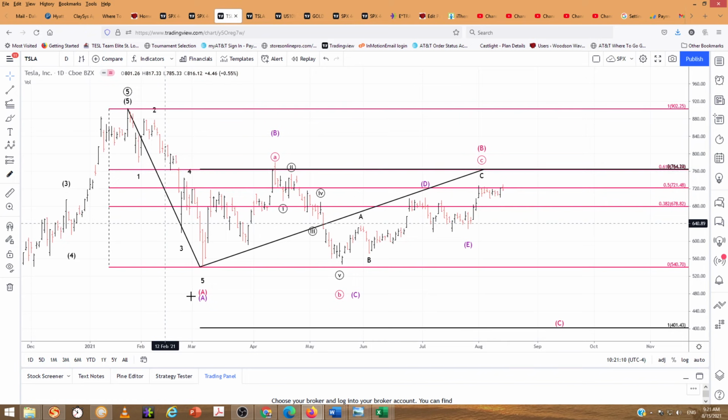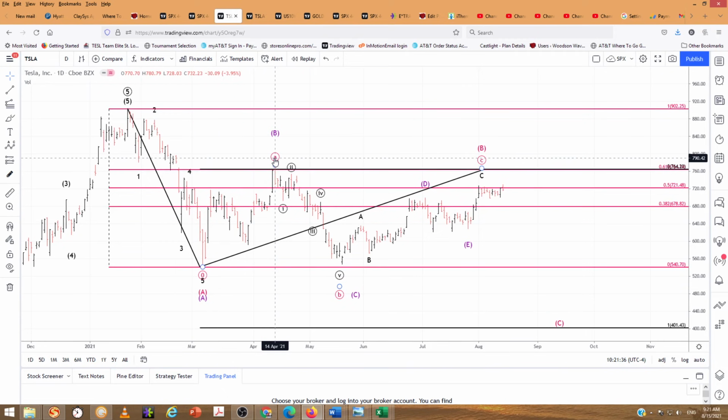We have 5 waves down for A in red, intermediate degree with parentheses. Then we have an A up and a B down and a C up for wave B in parentheses, and then wave C down. From this 618, if it gets up here, C would equal A at 401. Obviously, this is a bearish count. This is 5 down and then 3 up.